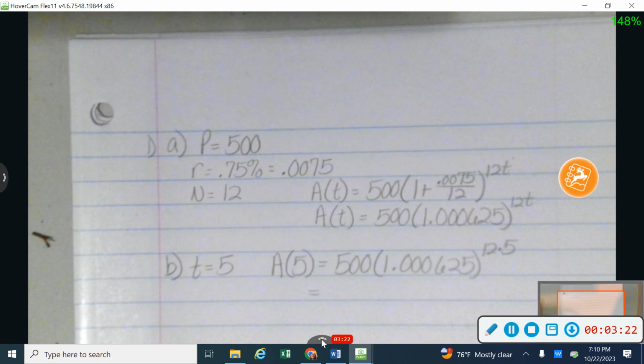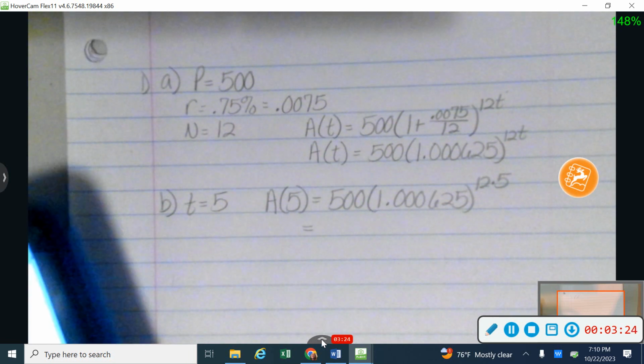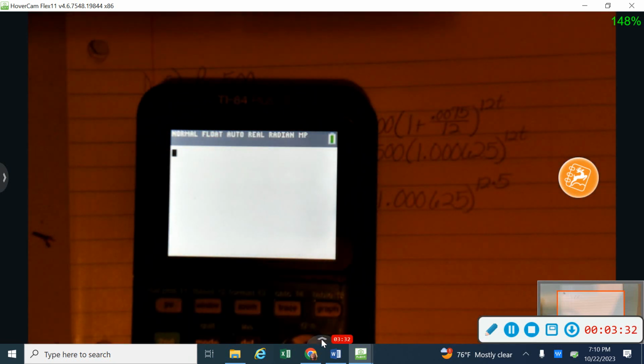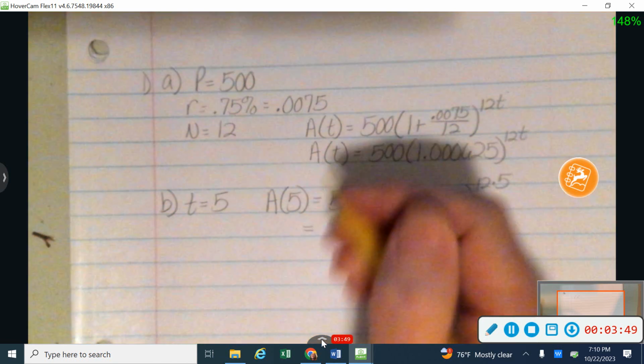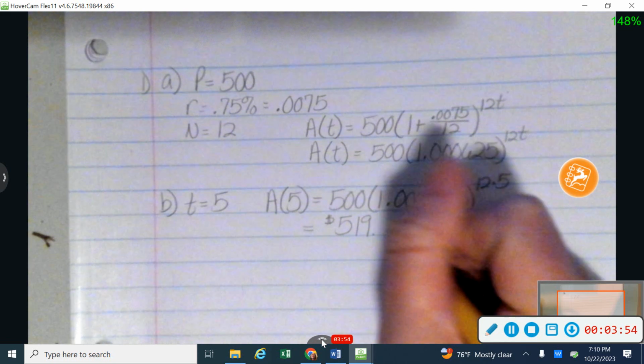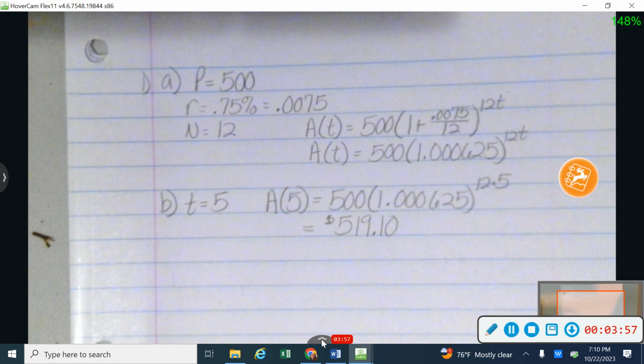And again, I'm going to be really careful putting all of that into my calculator. I'm going to start with my order of operations of raising this to the 5th power. Let me see if I can get that where you can see my calculator a little better. So that's going to be 1.000625. I'm going to raise that to the power of 12 times 5. 12 times 5 I know is 60. And then I'm going to multiply by the principal amount of $500. We're talking about money here, so I'm going to round off to 2 decimal places. So that's going to give me $519. And I'm going to go ahead and round that up to 10 cents.